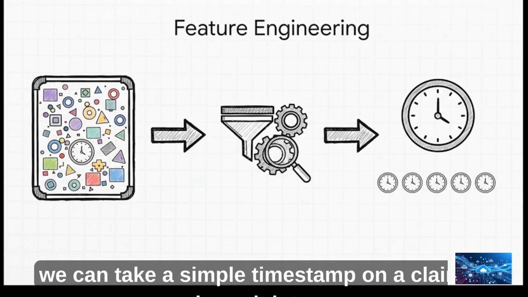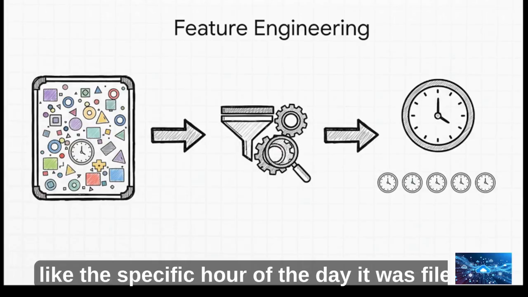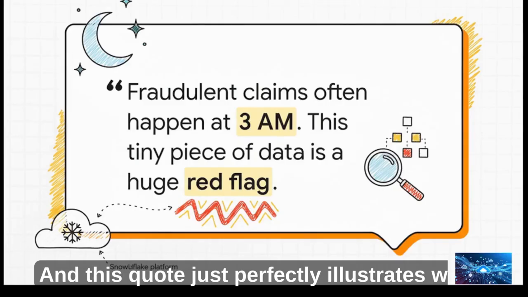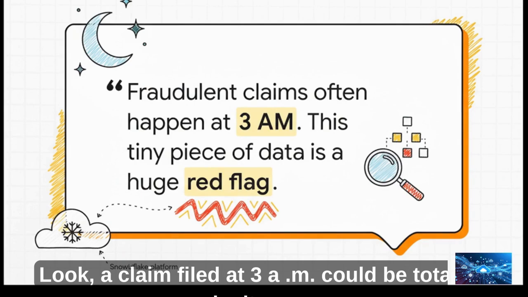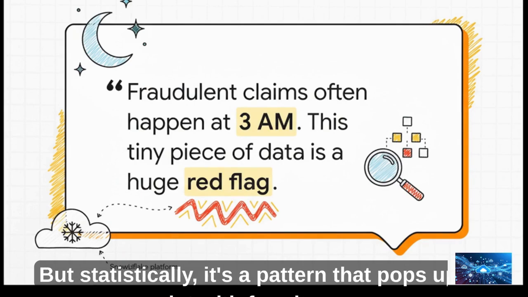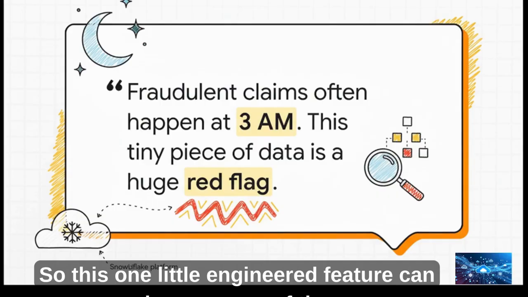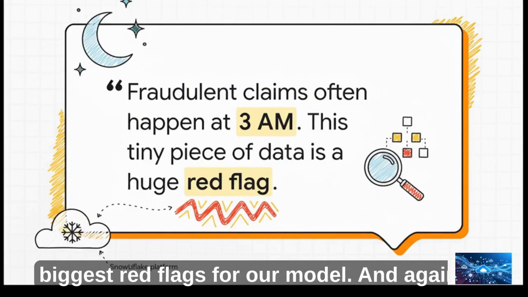For instance, we can take a simple timestamp on a claim and turn it into a brand new feature, like the specific hour of the day it was filed. And this quote just perfectly illustrates why that's so important. Look, a claim filed at 3 a.m. could be totally legit, but statistically, it's a pattern that pops up a lot with fraud. So this one little engineered feature can become one of the biggest red flags for our model.